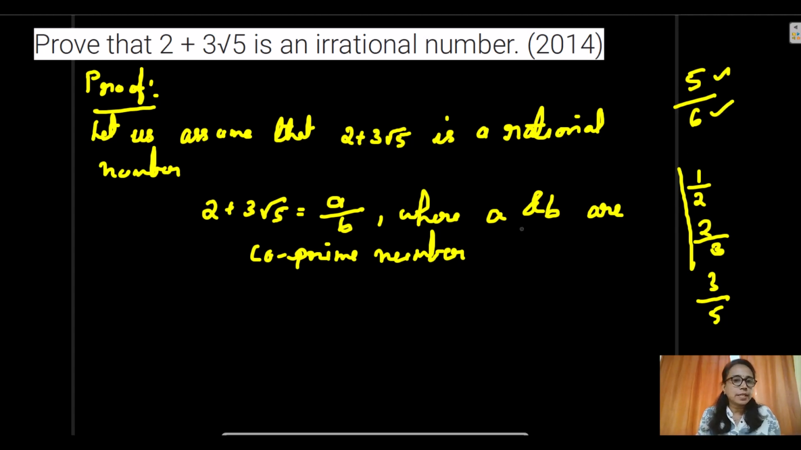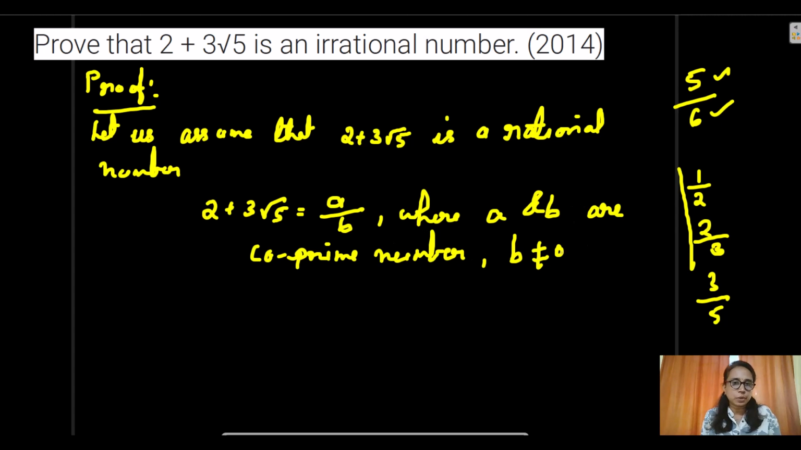So such two numbers we are selecting here, that is, a and b are co-prime numbers. Since it's a rational number, b cannot be equal to 0, right? b not equal to 0. This also you have to write, otherwise half a mark will be deducted from your answer. This condition must be there in your answer. 2 plus 3 root 5 is equal to a by b, where a and b are co-prime numbers.